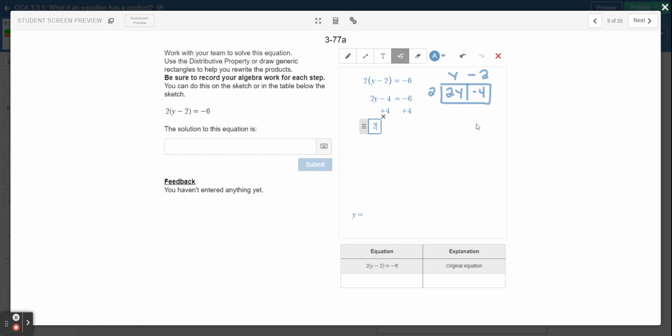So I'll end up with 2y, and then -4 plus 4 is 0. So if I want to be really obvious, I'm going to write that -6 plus 4 is -2. It's super obvious, I got 0. Remember that adding 0 is like any 0 pair. Now I can take it away.